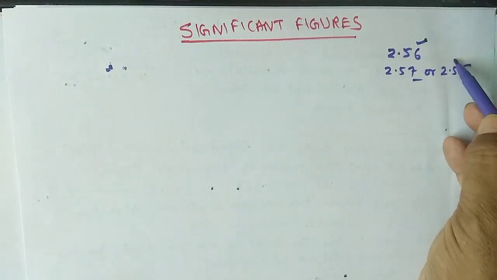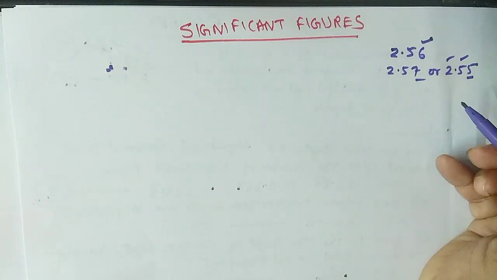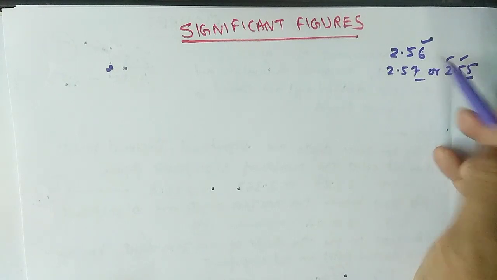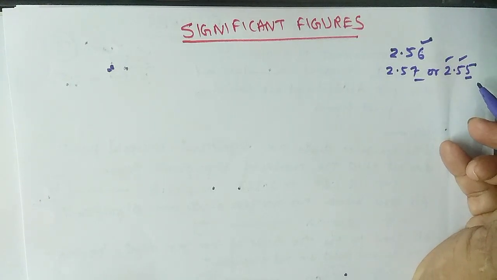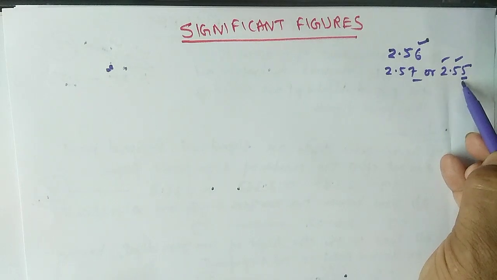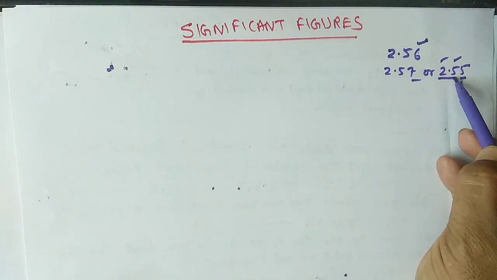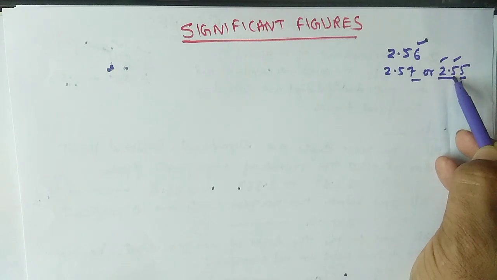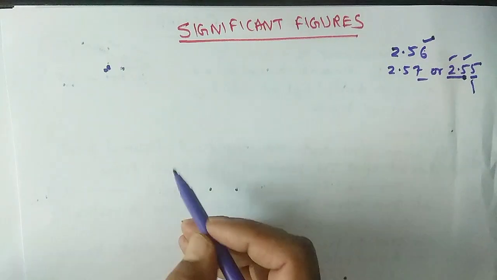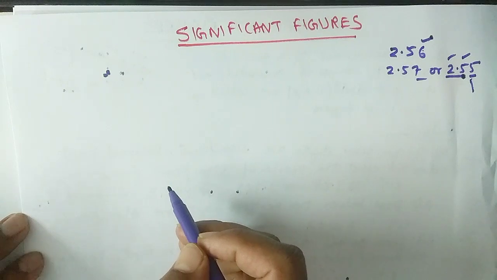There is no question on the measurement of 2.5, but the last digit is always doubtful. So the sum of the doubtful digit and the accurate digits is known as the significant figure. So I am writing the definition of the significant figure.